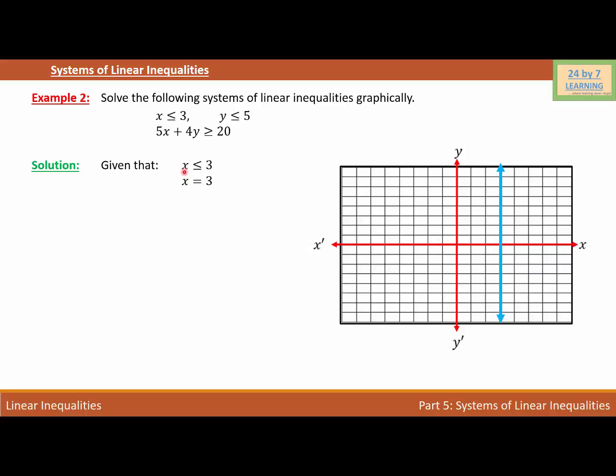Now let's look at the inequality. So the inequality is x is less than or equal to 3. So basically we are considering the area on the left of this line, including the points on this line.